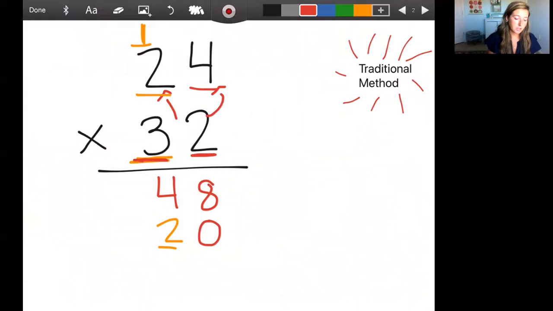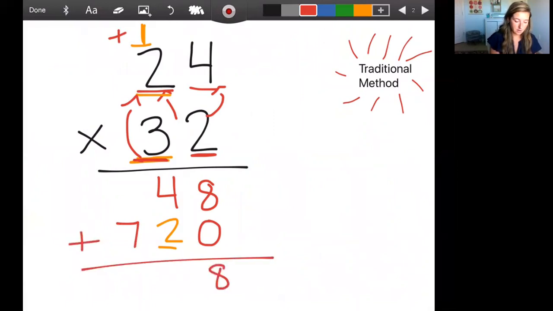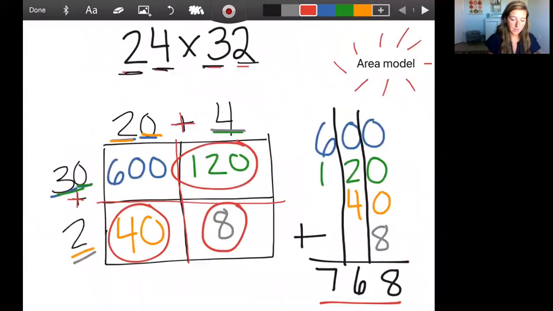The next thing in the traditional model you do is we do 3 times 2, but remember this 3 is worth 30 and this 2 is worth 20. And then we also need to add that 1. So 3 times 2 is 6 plus 1 is 7. So we ended up getting 720, then we add here 768. We got the same answer, 768.